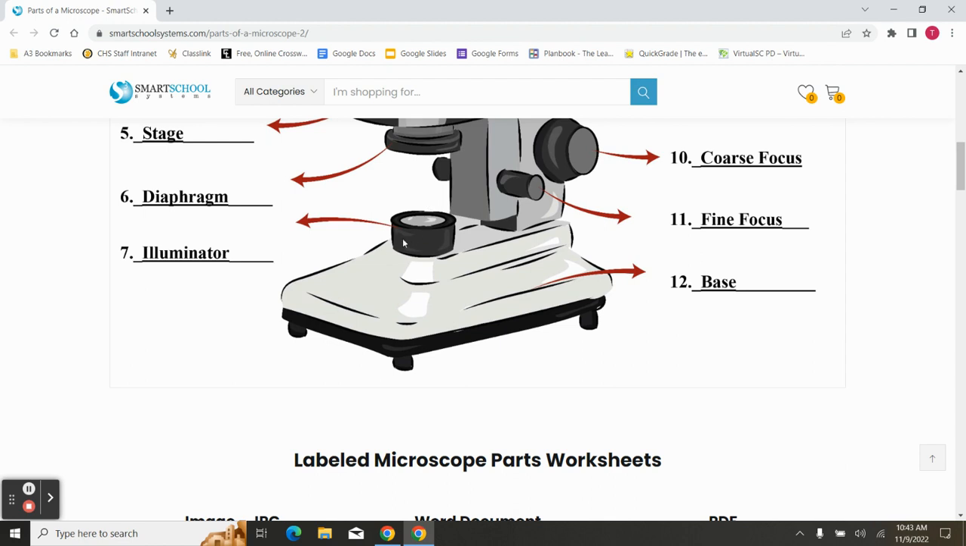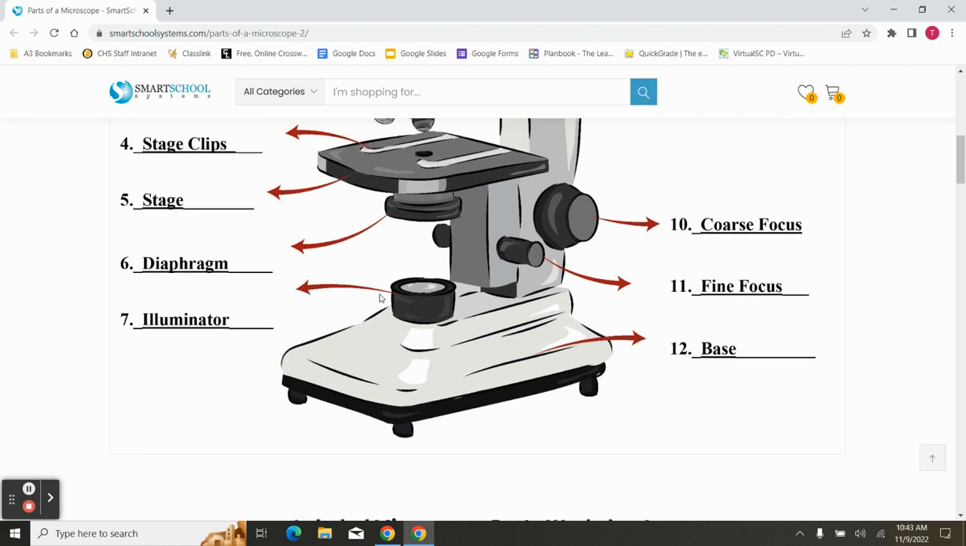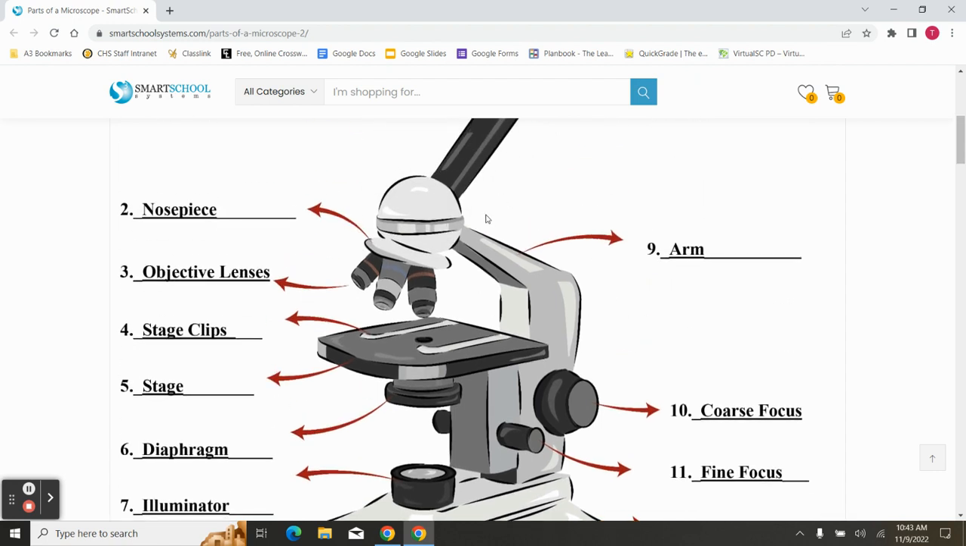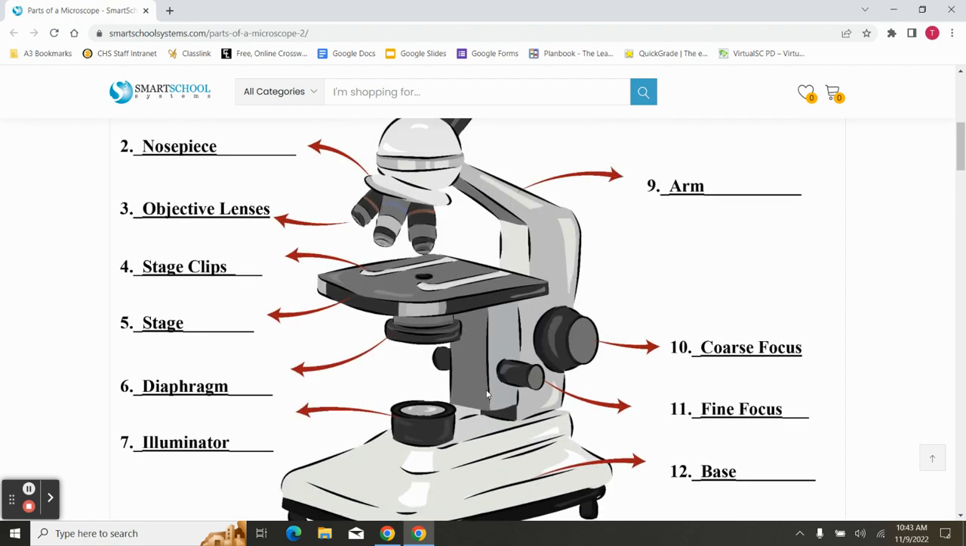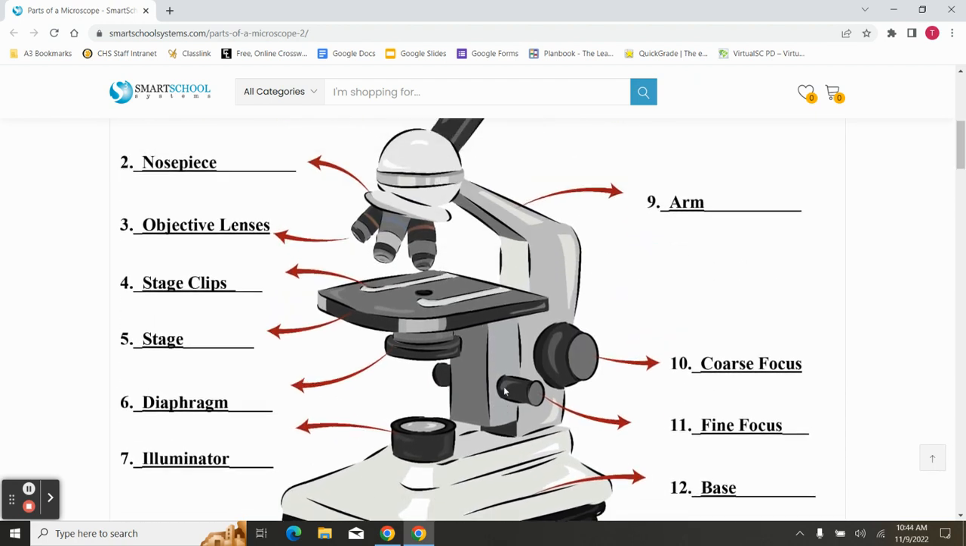Immediately below the diaphragm is the illuminator. Ours are fluorescent light bulbs. When you turn them on, it takes them a few seconds to flicker into life. That's what produces the light we need to see our object. And it is connected to the base. The base obviously supports the whole thing. And again, when you carry it, you put a hand around the arm, you put a hand under the base, and that's how you move the thing around. So there you have it. That's the parts and basic function of the microscope.